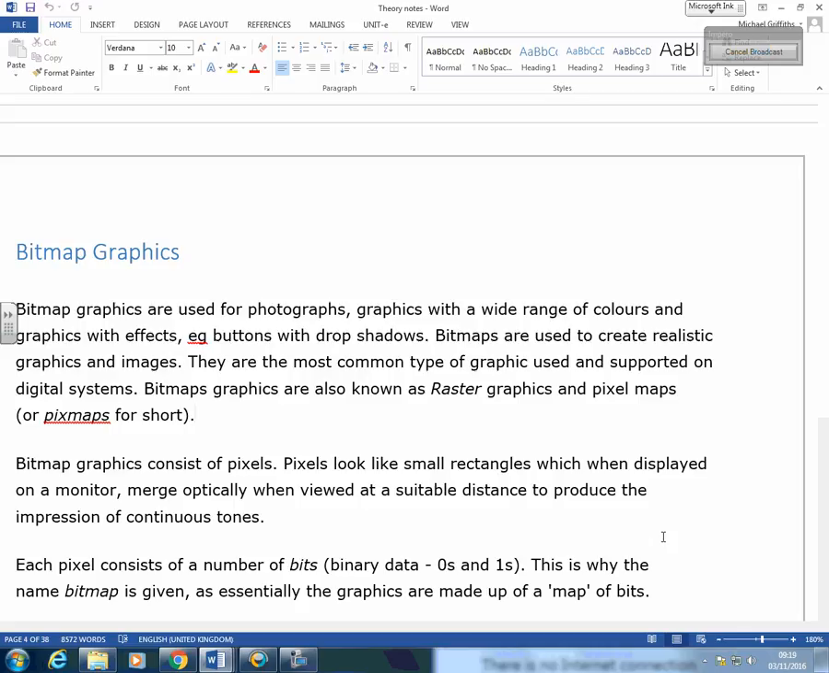Right, okay. Here's the first important point. A bitmap image is made up of pixels. Okay? That's crucial. So there's your first thing you've learned.